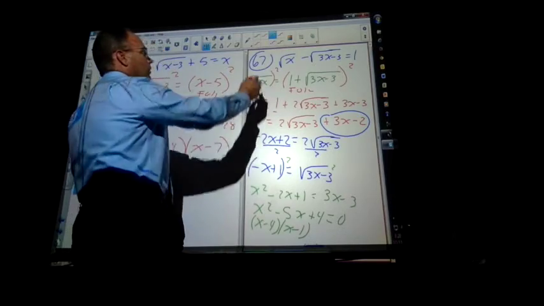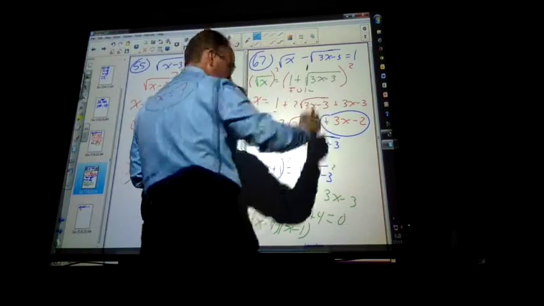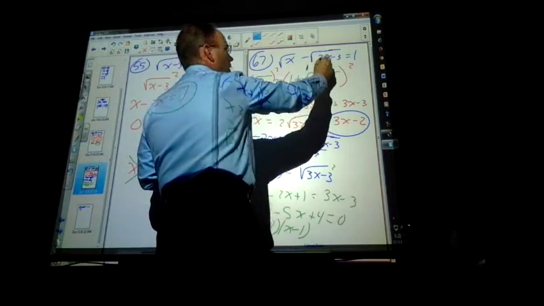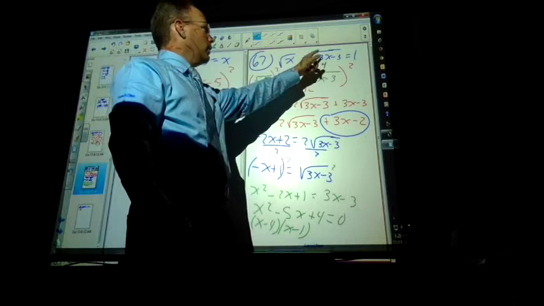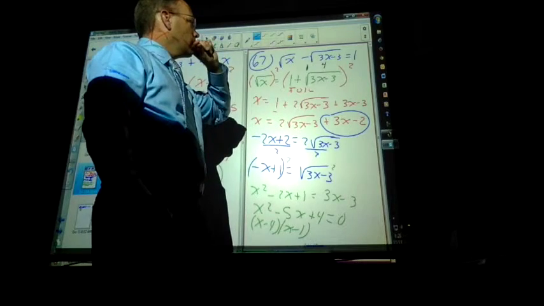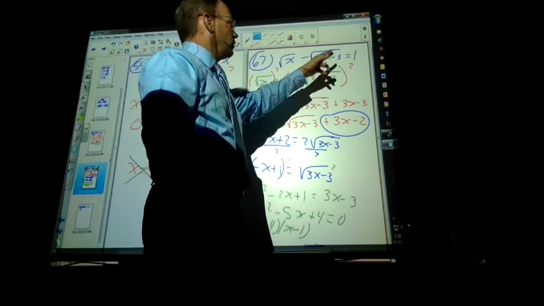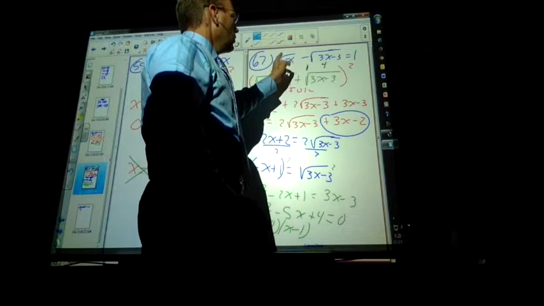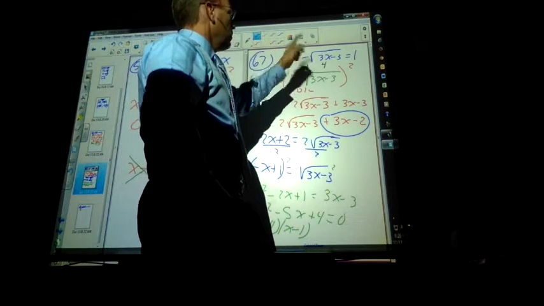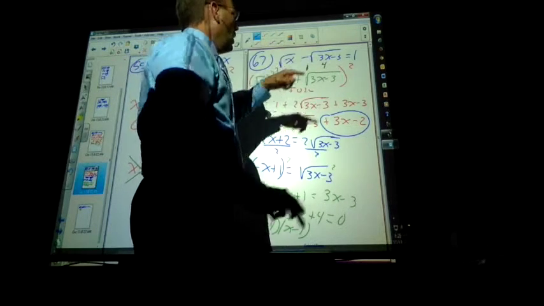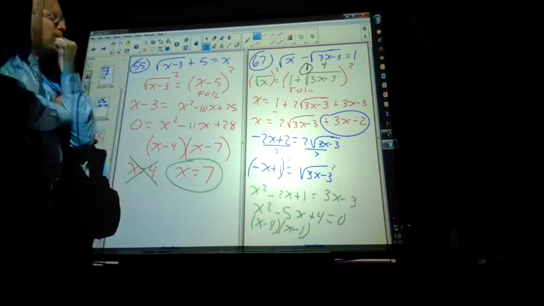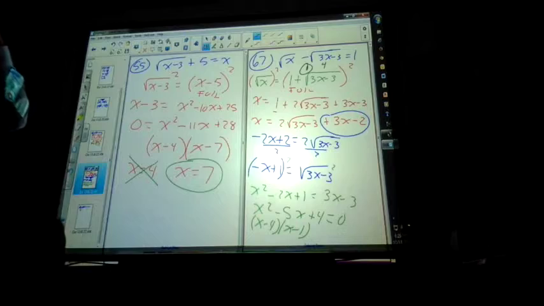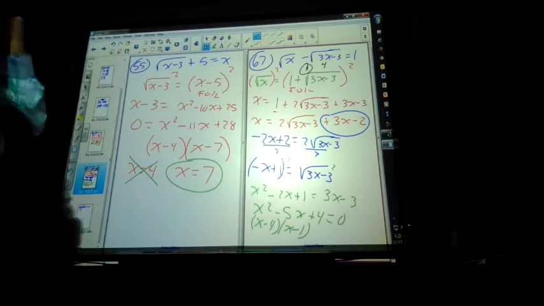So it looks like my answers could be 1 and 4. Does 1 work and 4 work? All right, see if 1 works. Square root of 1 is 1. 3 times 1 is 3. 3 minus 3 is 0. Square root of 0 is 0. So I get 1 minus 0, which is 1. That definitely works.